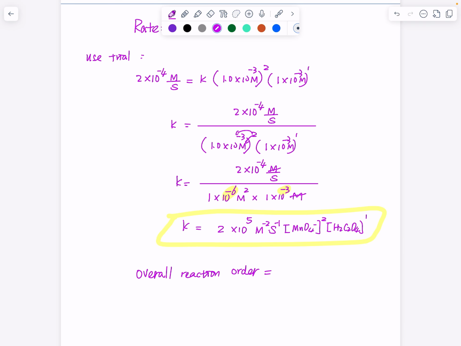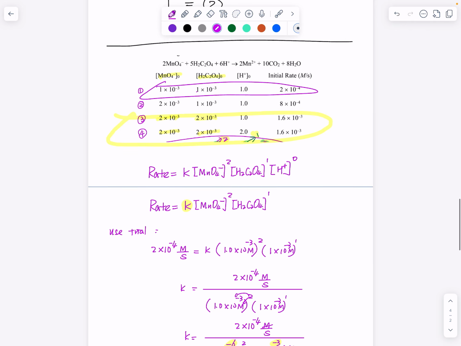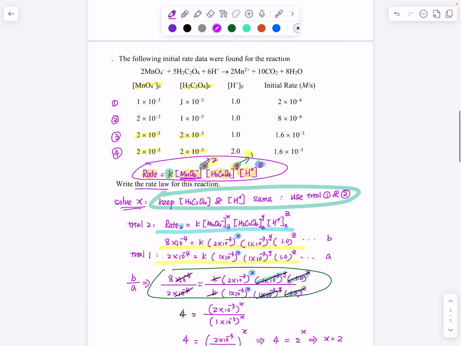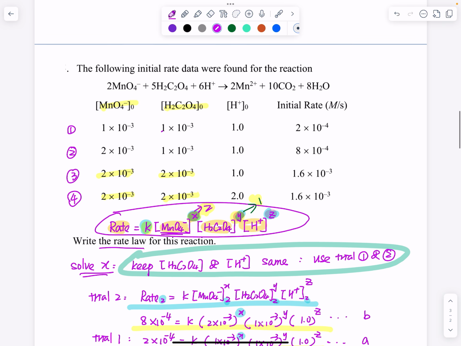Well, overall reaction order is simply adding up all the reaction orders. For this question it's 2 plus 1. We had a 0. So now it adds up to 3. So this is a rate law calculation question. Once we practice enough, you'll see this type of question is actually not hard at all. It's all based on the core understanding, and then we got this.